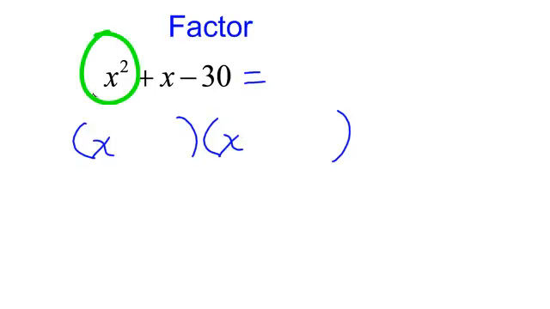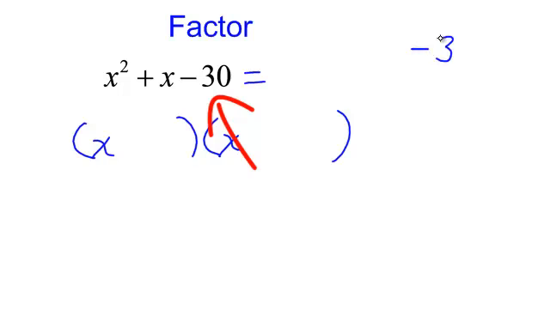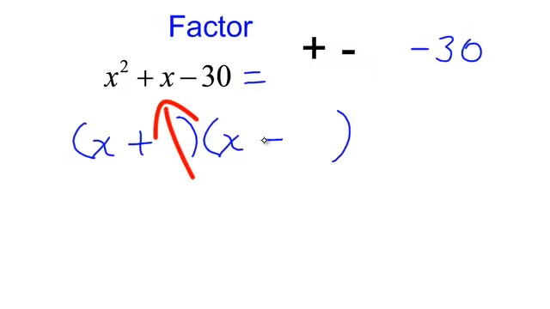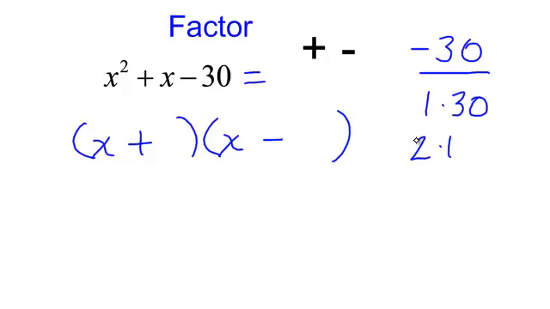To get x squared, yes, I will need x times x. Look at the last term, the constant, a negative 30. In order to multiply 2 things and get a negative, I will need a positive times a negative. So to get to the middle term, I will not be adding this time, I will be subtracting. The combinations are 1 times 30, 2 times 15. If I subtract those, I will get 13. No. 3 times 10 is 30. But if I subtract those, I will get 7.